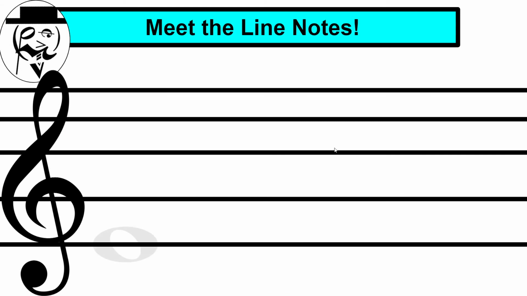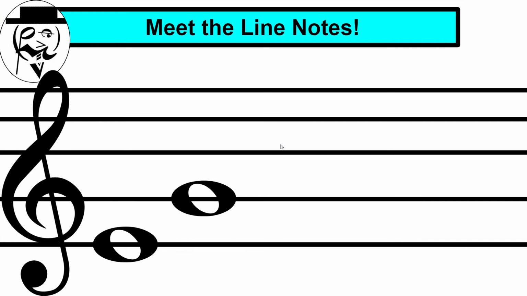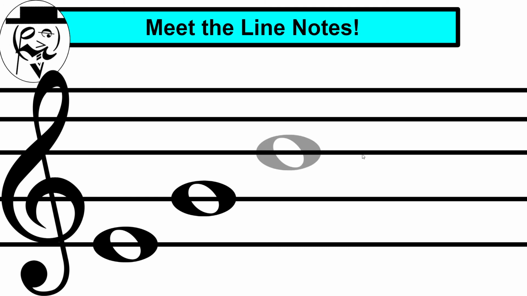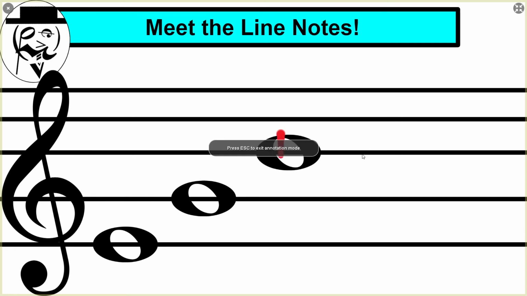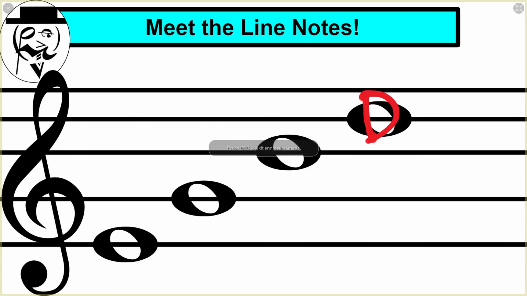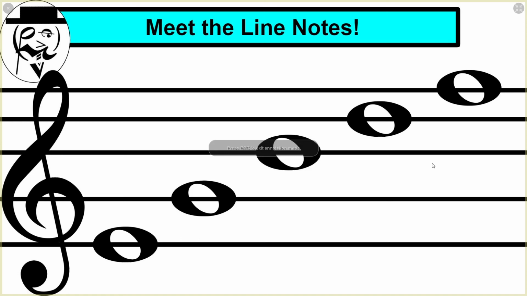So meet the line notes. Here we go. This first note, Mr. Music, what is it called? Mr. Music says that is E. Thank you, Mr. Music. How about the next note, Mr. Music? Mr. Music says that is G. Thank you, Mr. Music. What about the next note, Mr. Music? Mr. Music says that is B. Thank you, Mr. Music. How about the next note? Mr. Music says that is D. Thank you very much, Mr. Music. How about the next one? Mr. Music finally said that the next note is F.